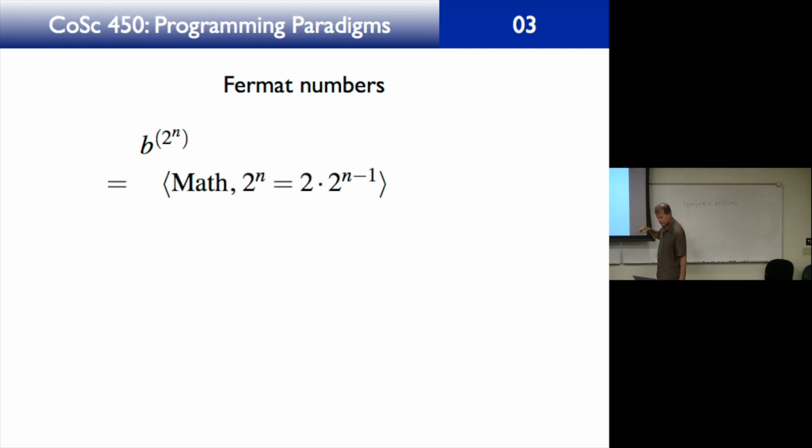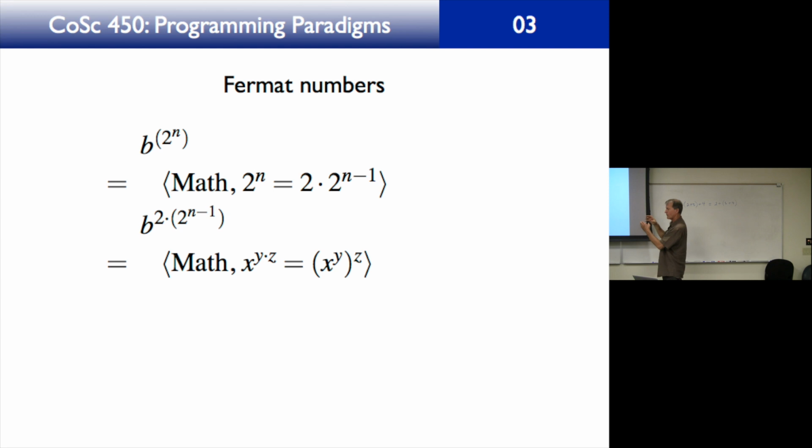Now, I want to convince you of something. Do you agree that 2 to the n equals 2 times 2 to the n minus 1? Yes. So therefore, what is b raised to the 2 to the n? B raised to the 2 times 2 to the n minus 1. So is everybody with me on this step? So that's b to the 2 times 2 to the n minus 1. But now what is b to the 2? What is x to the y times z? X to the y to the z.